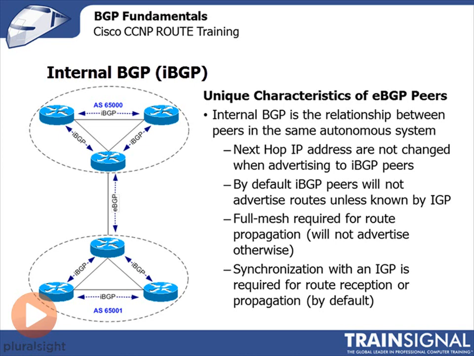Another thing, I mentioned this just a moment ago, is that synchronization is required as far as IGPs are concerned. If you don't want to have to deal with synchronization issues, you just put no synchronization in the command when you're doing that. But it can be extremely difficult to figure out missing routes if you haven't thought that through.